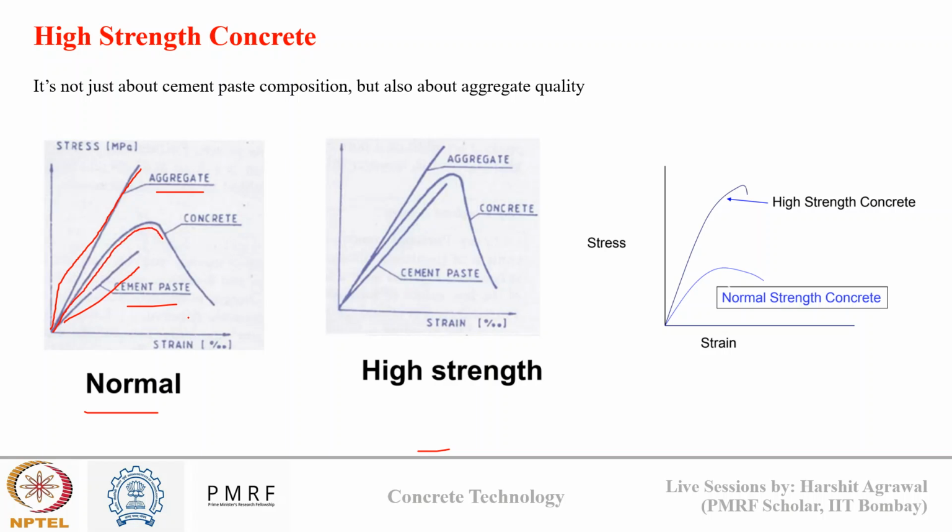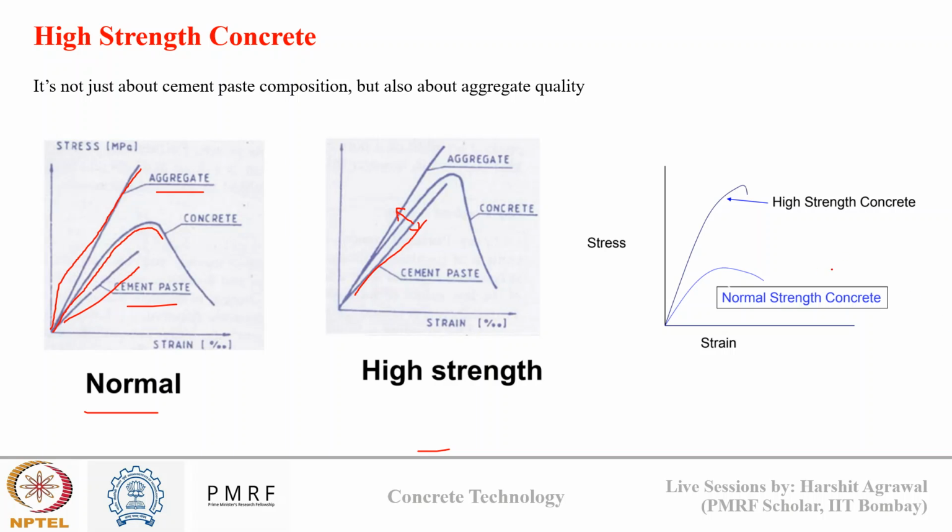So we can understand that aggregate is what is making the concrete superior in stress. Cement paste is the weaker part when we talk about a concrete system. But now in high strength concrete, what happens? The cement paste quality has improved. So the stress versus strain behavior of aggregate, concrete, and cement paste lie at a very close interval. But here, if we improve the aggregate quality further, then we can improve the quality of concrete further. We can enhance the strength of concrete further. So that's why it is not just about the paste composition, but it is also about the aggregate quality.